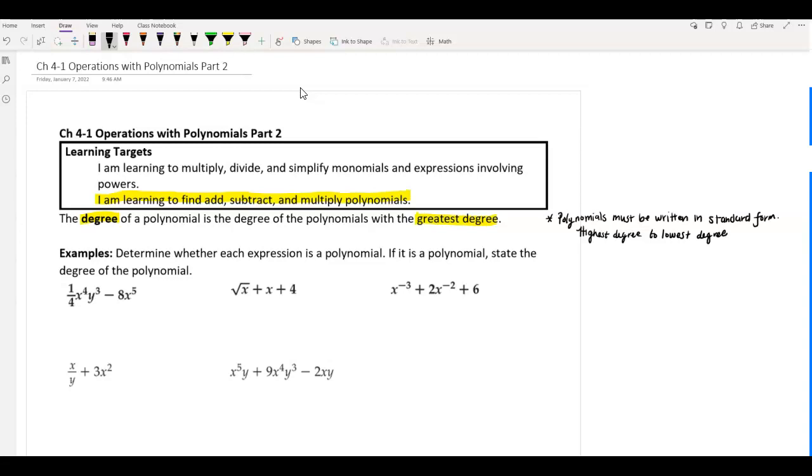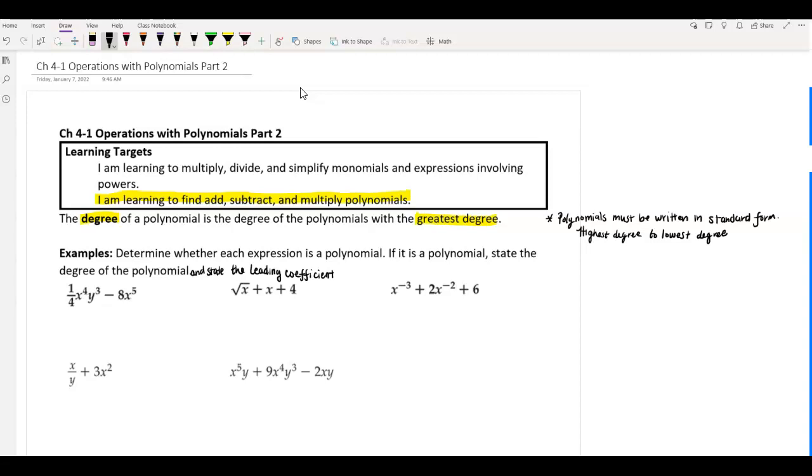So now we're going to take a look at 5 examples. It says, determine whether each expression is a polynomial. Polynomial meaning more than one term. If it is a polynomial, state the degree of the polynomial. And let's go ahead and state the leading coefficient. Which means the first term's coefficient. So let's take a look.